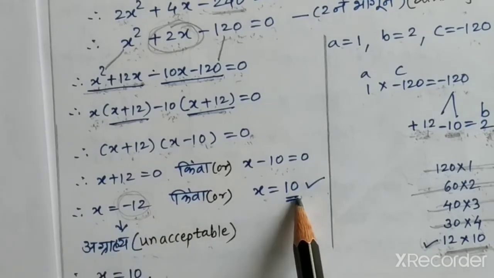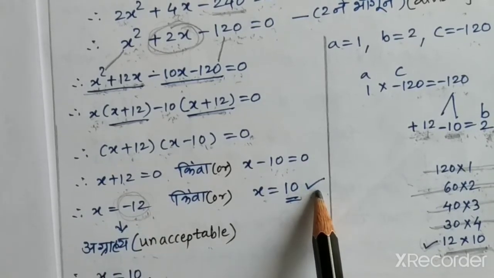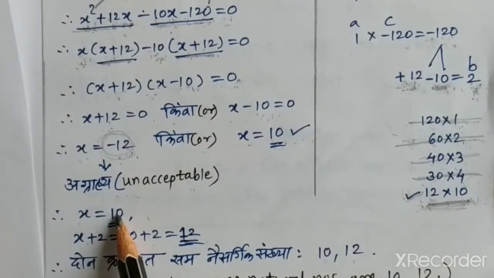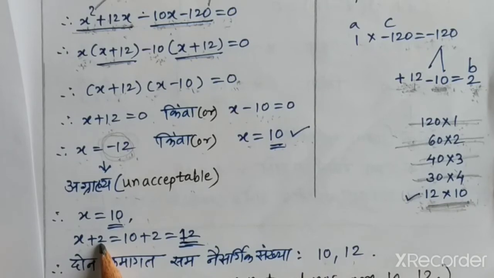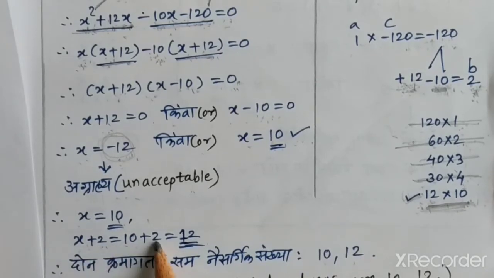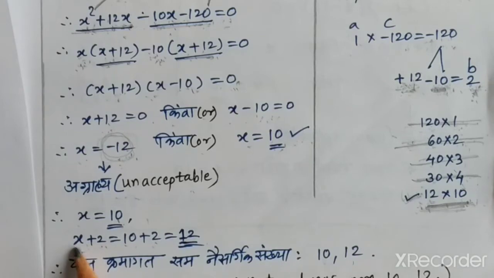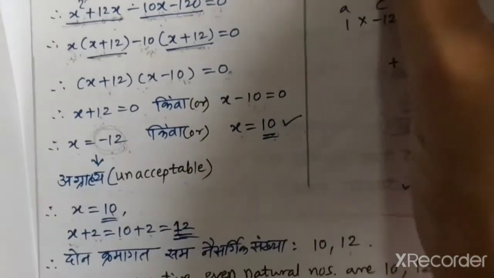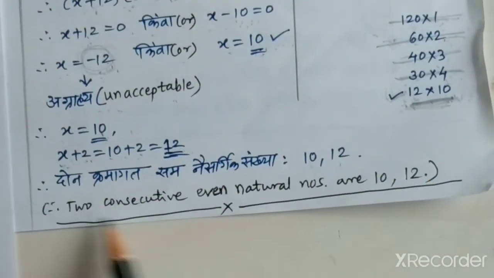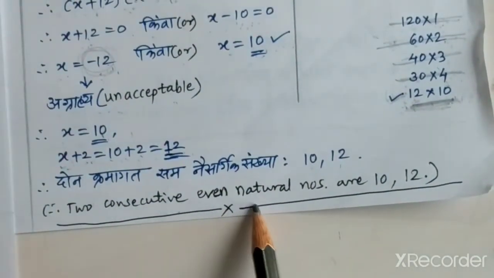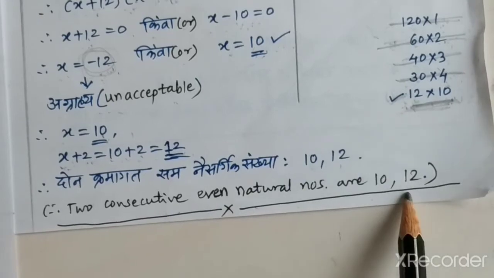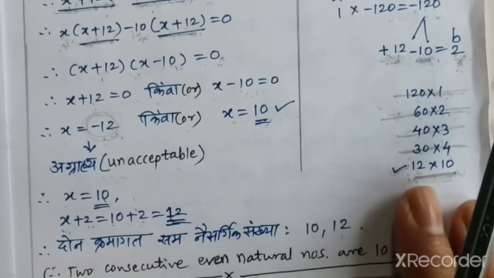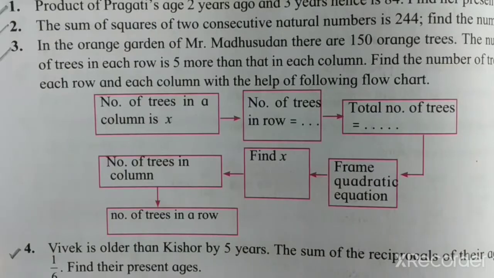So the accurate number is x equal to 10 here. So x is equal to 10, and the second consecutive number will be x plus 2. So 10 plus 2, putting the value of x as 10, 10 plus 2 is 12. So the two consecutive even natural numbers are 10 and 12. In this way we have solved this example.